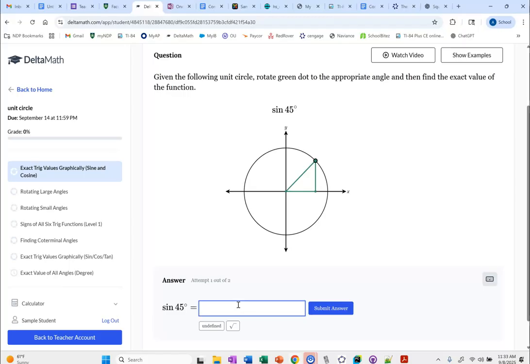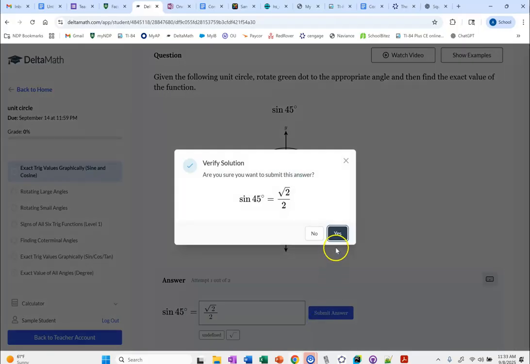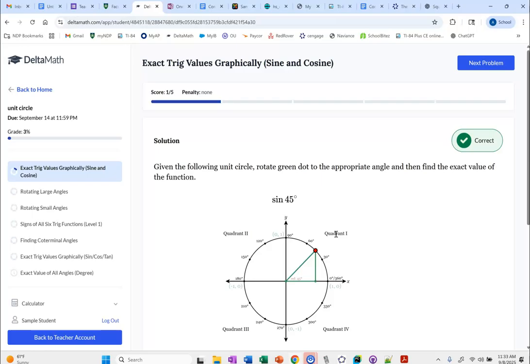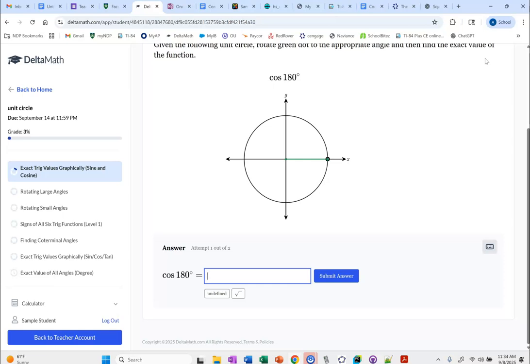Great. And if I go to my unit circle, if I look at sine of 45, how do I find sine on the unit circle? It's equal to, we wrote it down on our paper, y. So I'm going to look at where 45 is on my unit circle. Look at the y coordinate, which says square root 2 over 2. So that's what I'm going to type in. And then I'll hit submit. Let's do it again.